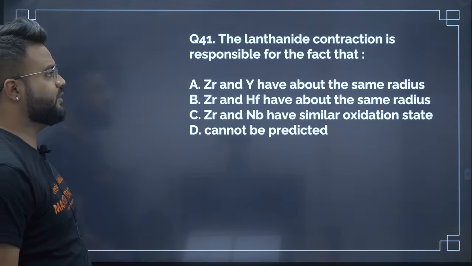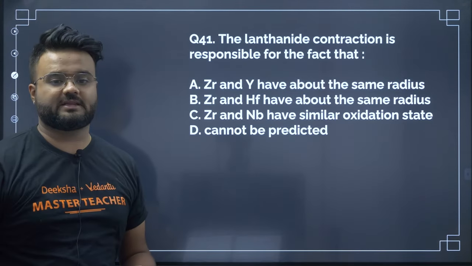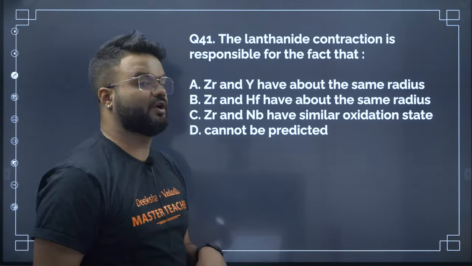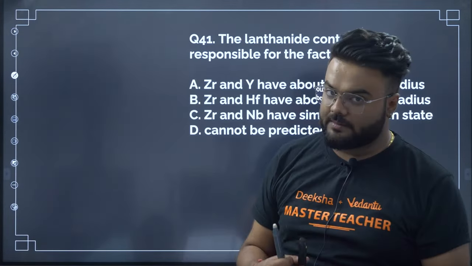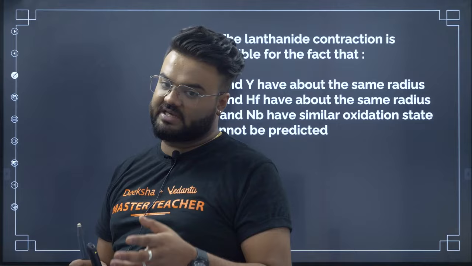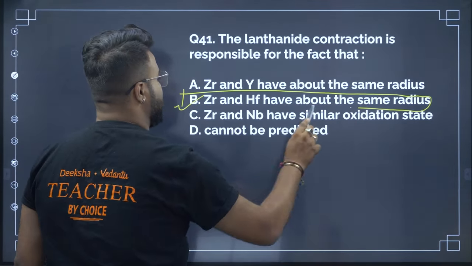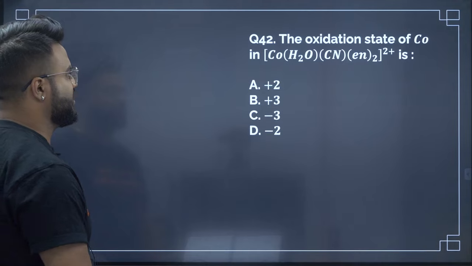Now, the lanthanide contraction is responsible for the fact that, when I check with the options, zirconium and hafnium resemble each other, therefore they have the same radius. Therefore, option B will be your correct answer. Clear? Option B will be your correct answer.